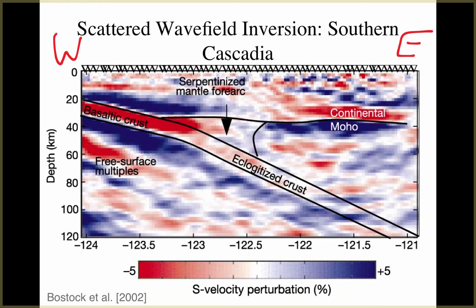On shore, we can see a clear boundary at the continental Moho. Red is low velocities above blue high velocities. We can see the oceanic crust subducting, this red layer, into the mantle.